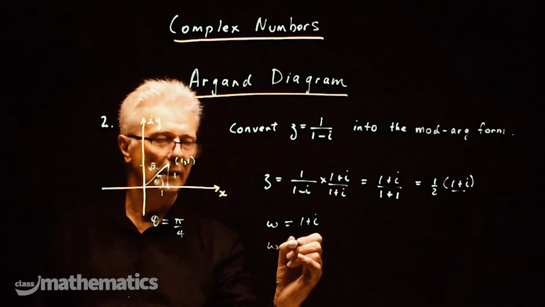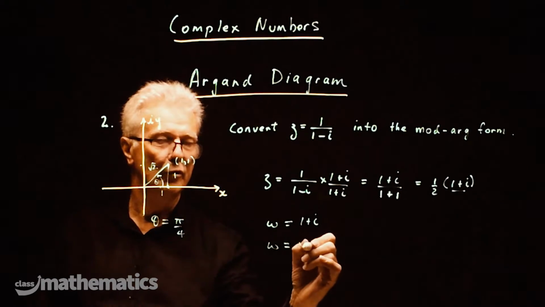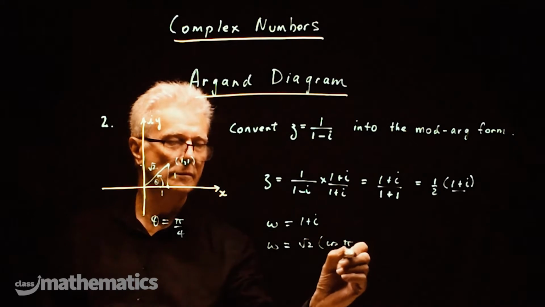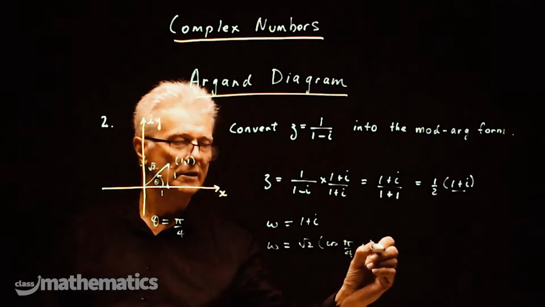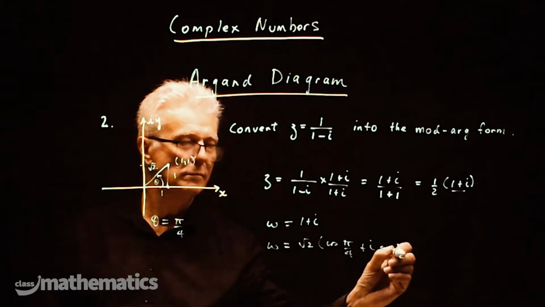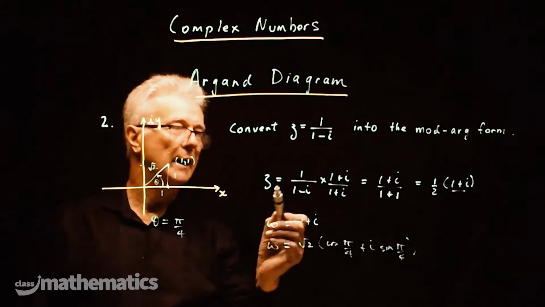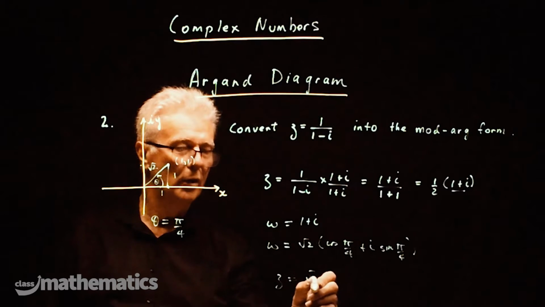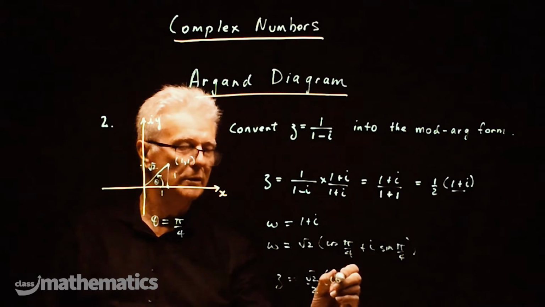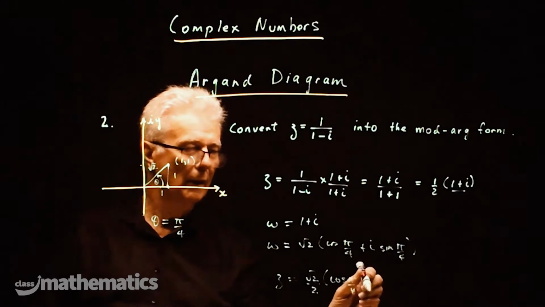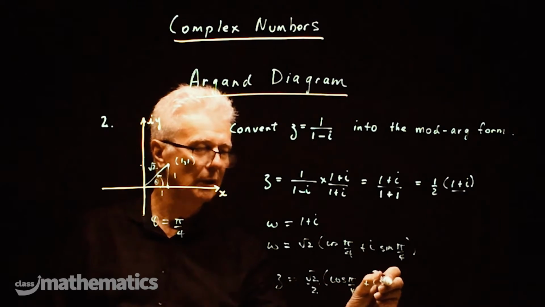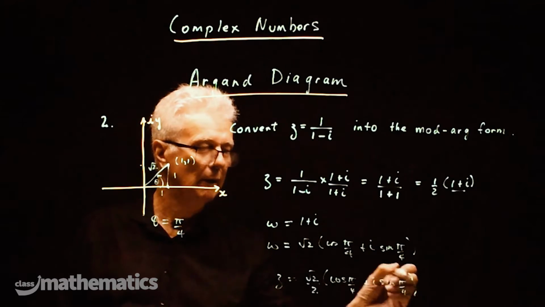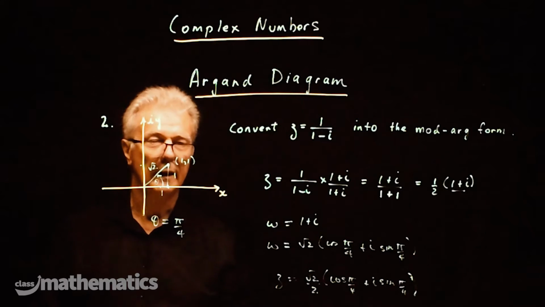So omega is going to be equal to root 2 times cos of pi upon 4 plus i sine of pi upon 4. But the z is half of this, so z is equal to simply root 2 on 2 cos of pi upon 4 plus i sine pi upon 4. That's quick, isn't it? Sorry. And that's done.